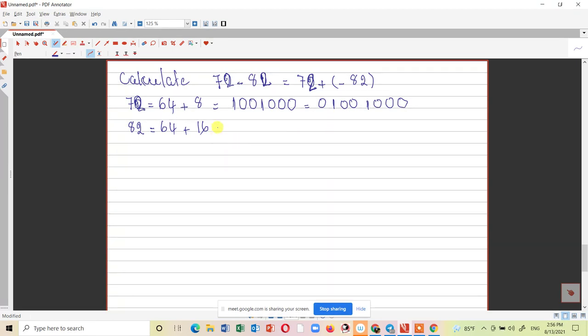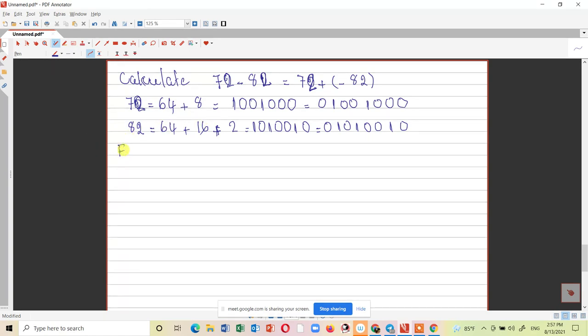Yeah. And the next, this is equal to plus, this one is 70 and plus 2, yeah, plus 2. So this one is 2^6, power 6, power 5, power 4, power 3, power 2, power 1, and power 0. So I can write this one as 0, 1, 0, 1, 0, 0, 1, and 0. This is for our 82.